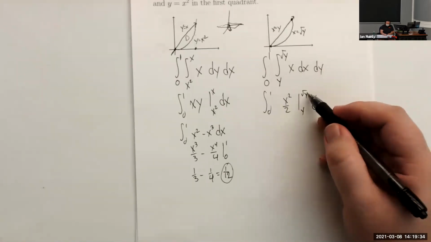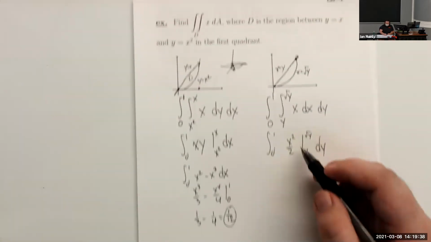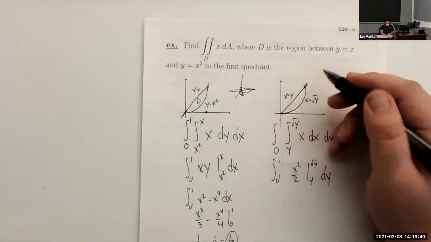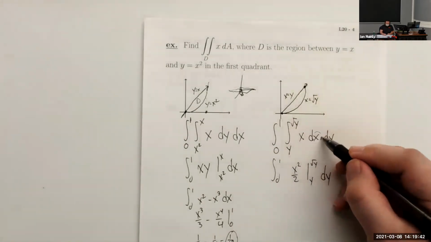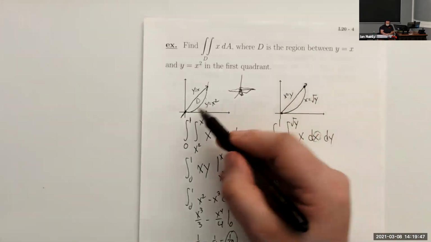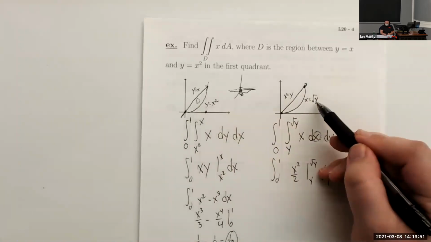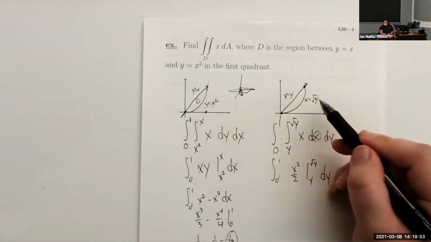All right, and then I plug in my root y. Wait, why is it square root of y on the top? Because that's what this curve is. Remember, if we're doing the integral with respect to x first, we need x is something and x is something. So this curve right here, since it's y equals x squared, if we solve that for x, we get x is root y right here.